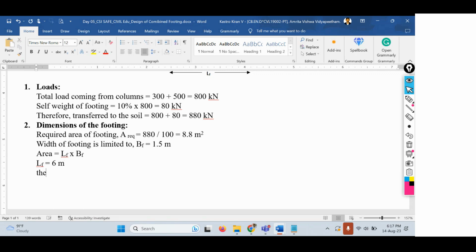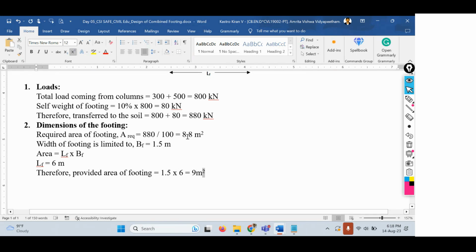So therefore, provided area of footing equals to, what is width of the footing? 1.5 into the length of the footing, 6 meters. So 1.5 into 6 will give us 9 square meters. So what is the area that we have to provide? Area we have to provide is 8.8 square meters. And how much we have provided? It is 9 square meters. So there won't be any problem with this.